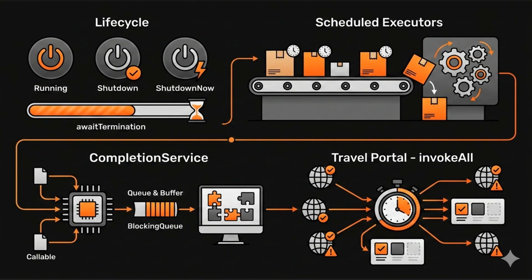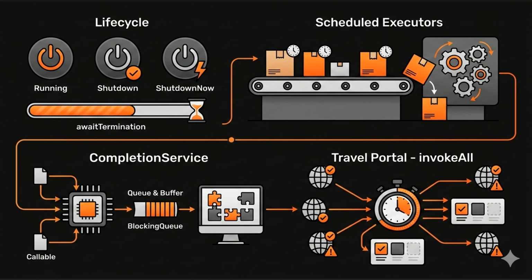Alright, let's land the plane. We have covered a ton of ground today. We started with the life cycle. We learned that shutting down an executor isn't just a method call, it's a state machine. The shutdown method for a polite goodbye, the shutdownNow method for a firm alarm, and the awaitTermination method to wait for the dust to settle.